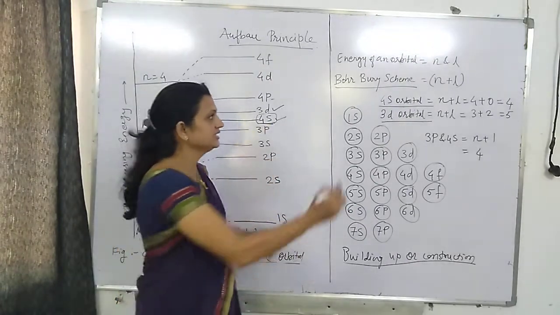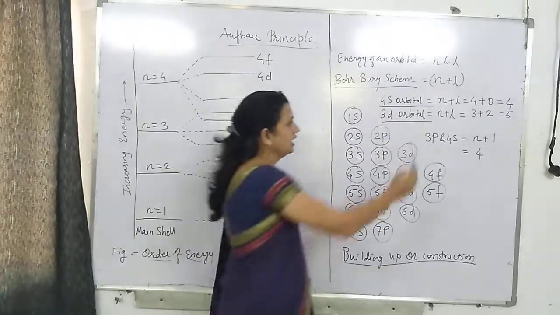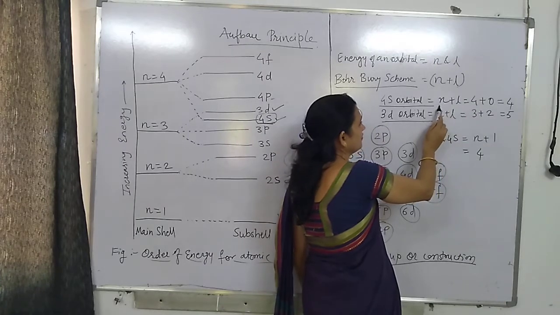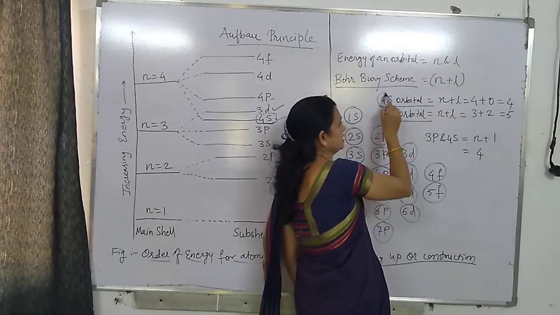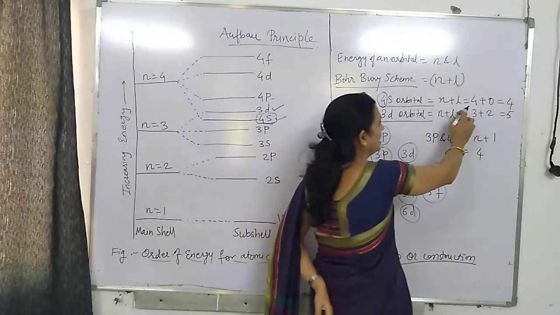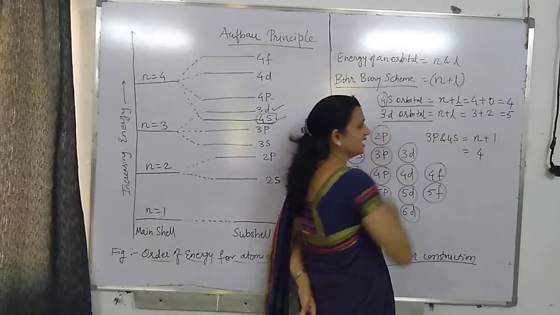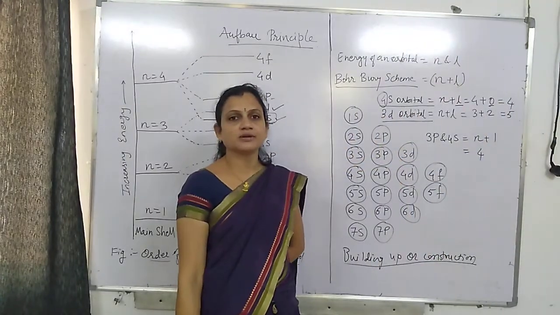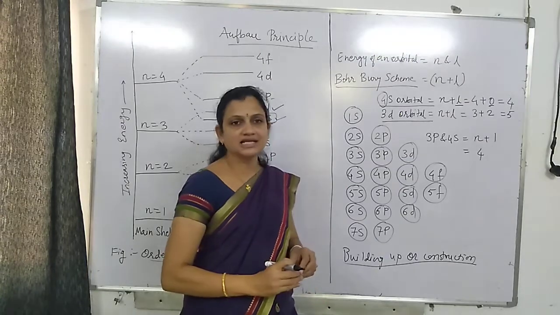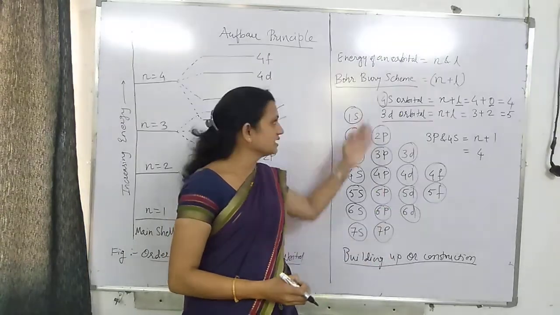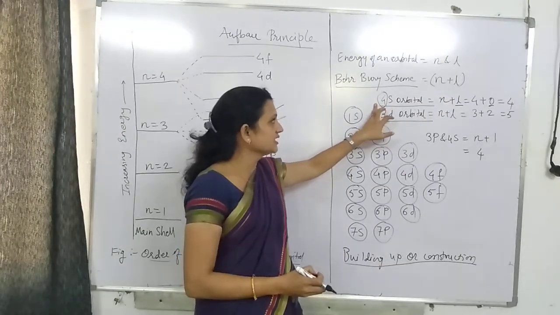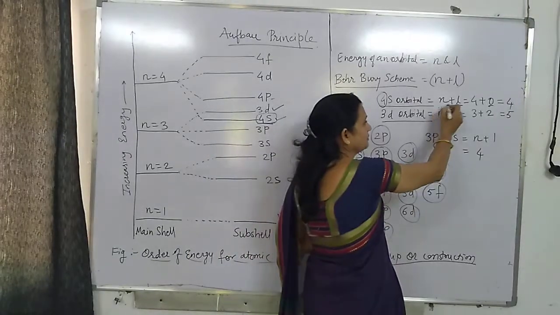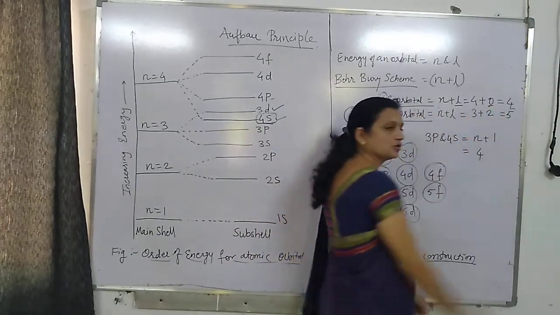Now see here, for the 4s orbital, n plus L is equal to... for the 4s orbital the value of n is equal to 4. See here the value of n is equal to 4, and the value of L for an s orbital is 0. It is given in our topic quantum number, and I have already told you. Here, for an s orbital, what will be the value of L? 0. Therefore n plus L means 4 plus 0 is equal to 4.